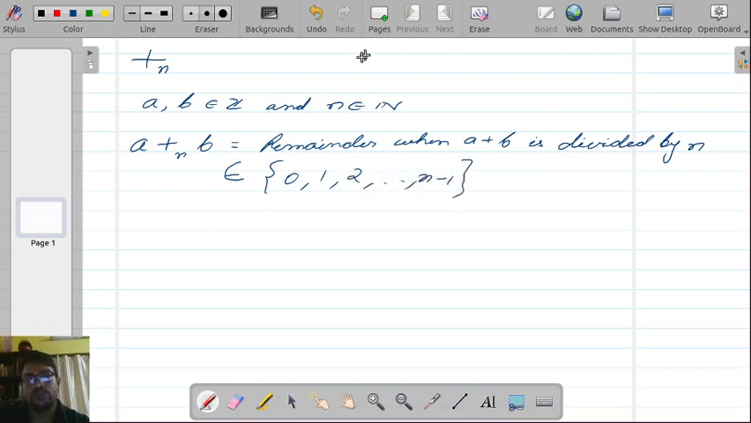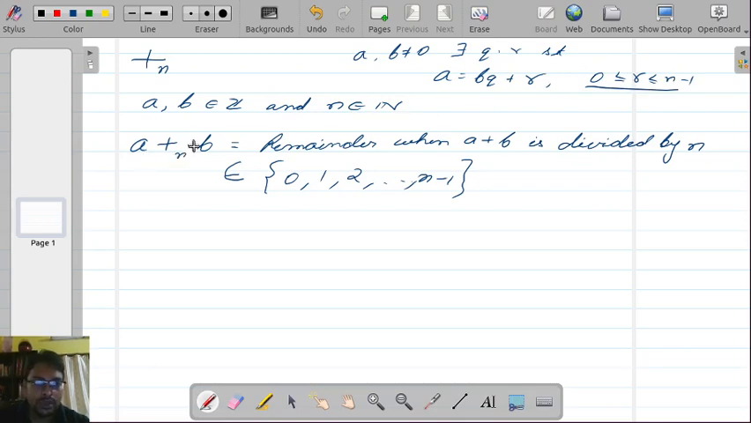So we had stated that if a and b are integers with b not equal to 0, then there exist unique integers q and r, that is, q is called the quotient and r is called the remainder, such that a is equal to bq plus r, where r lies between 0 and n minus 1. So this is the division algorithm. So a plus b modulo n is the remainder when a plus b is divided by n. We will see some important properties which will help us in proving that this set is actually a group with respect to addition modulo n.